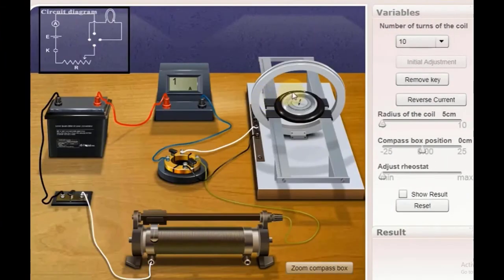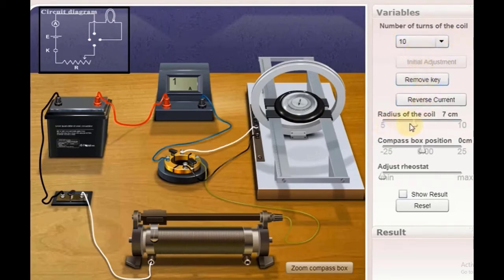Now, before starting the experiment, we will set the initial parameters. Like this is your number of turns of the coil. Different values of number of turns are given. You can select any value. As we know that magnetic field is directly proportional to the number of turns of the coil, so the more the number of turns in the coil, the greater will be the magnetic field. So you can select any value.